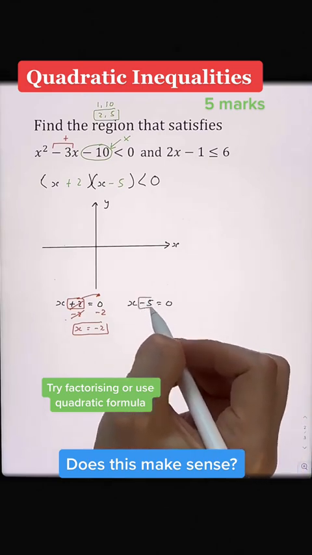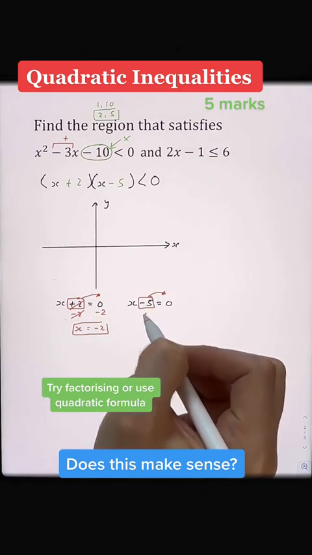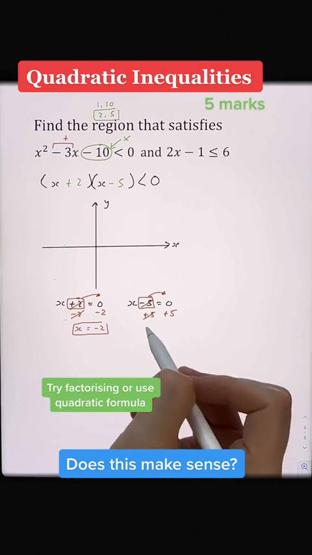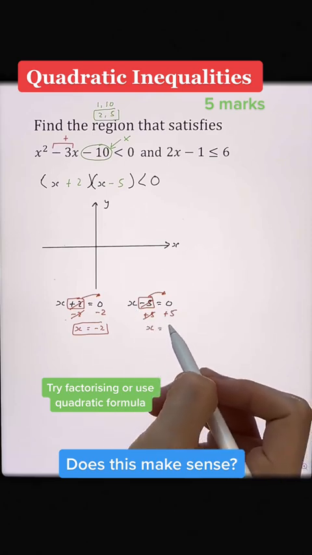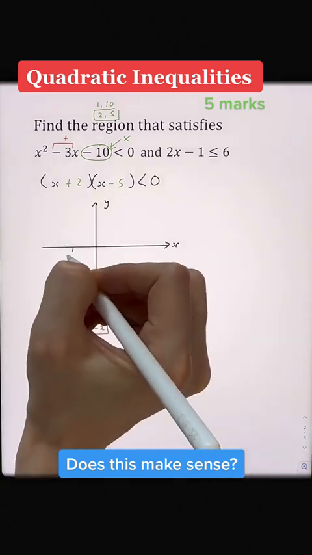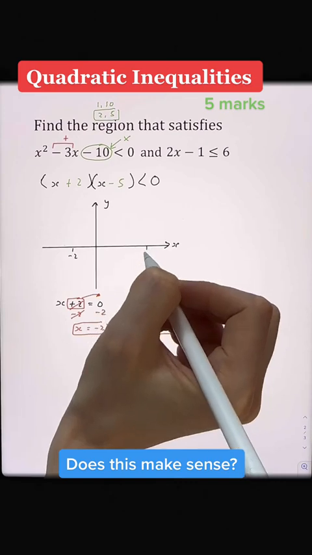Taking my second single bracket, placing equal to 0. In this case, the opposite of negative 5 is to add 5 to both sides. We know negative 5 add 5 will cancel on the left, leaving us just x. On the right-hand side, 0 add 5 gives us 5. Labelling my 2 roots, I've got negative 2 and positive 5.